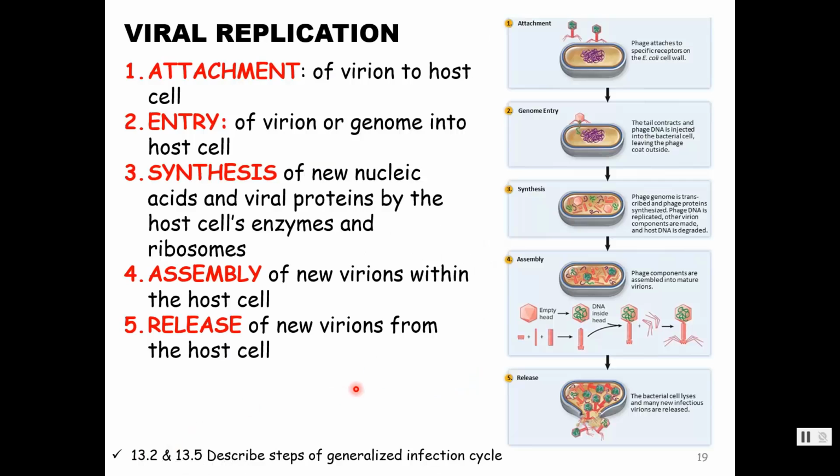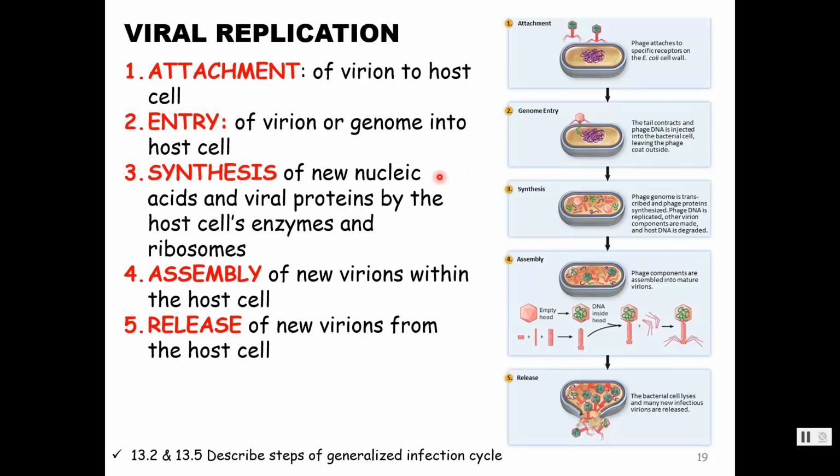Okay, so the next thing we're going to look at is viral replication. I've kept the same steps whether we're talking about a phage, a virus affecting a bacterium, or an animal virus. We're going to look at attachment. Attachment is attachment of that virion, that extracellular virus particle, to its host cell. Then we have entry of that virion. The genome has to get into that host cell. So we'll look at that process.